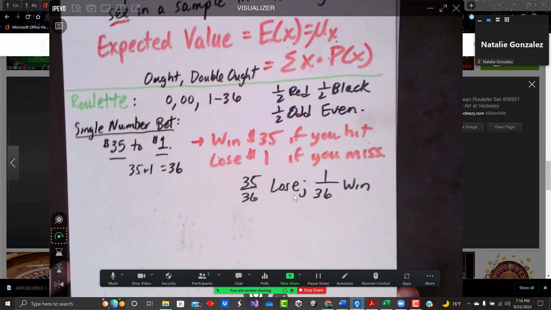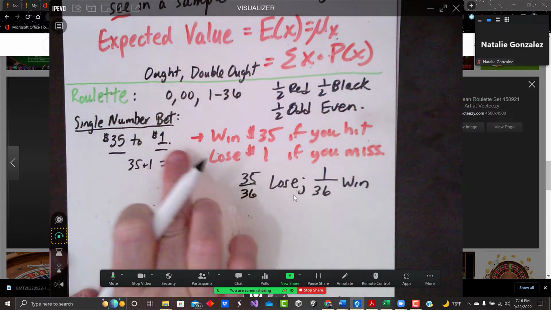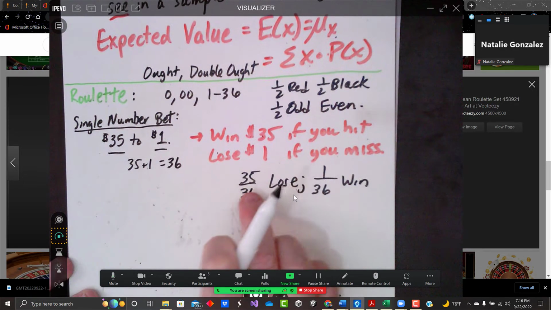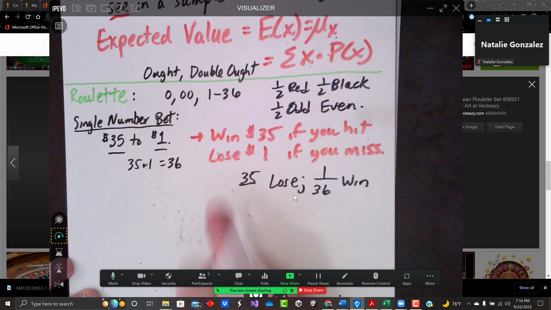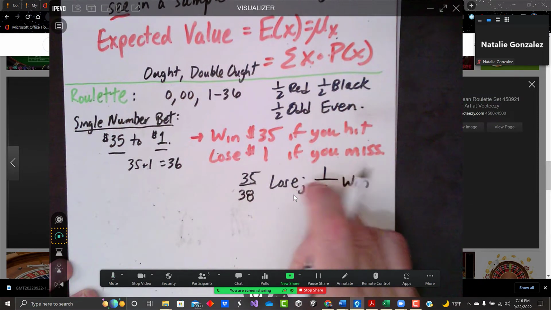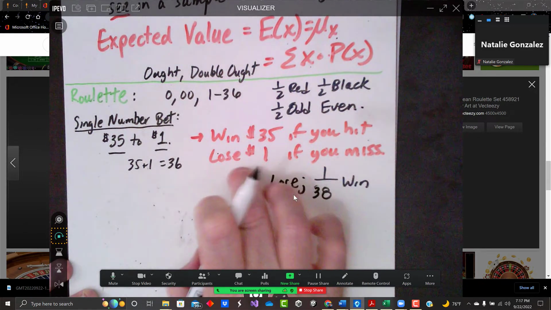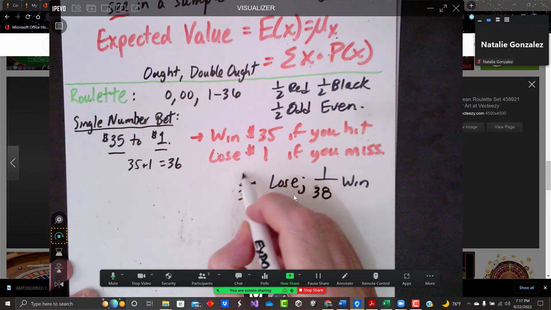That's without 0 or double 0. With 0 and double 0, it's no longer 35 plus 1. Add in the 0 and double 0, and it's 38 on the bottom. And that means you lose on 37, because you only win on one of the numbers.